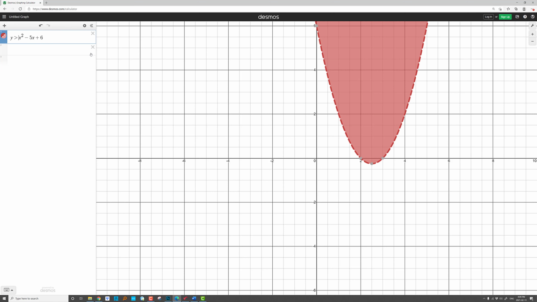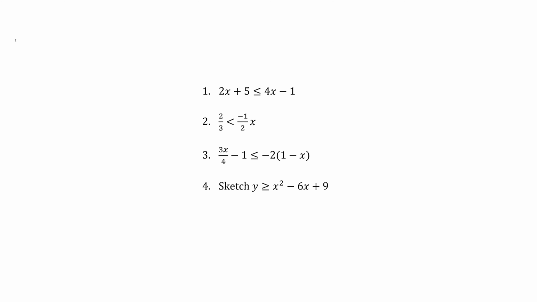If we change this question to be greater than, it's going to be the region above, and greater than or equals to will be a solid line. So if you know how to sketch the quadratic, the parabola, we can also sketch solution regions. All right, now it's your turn.